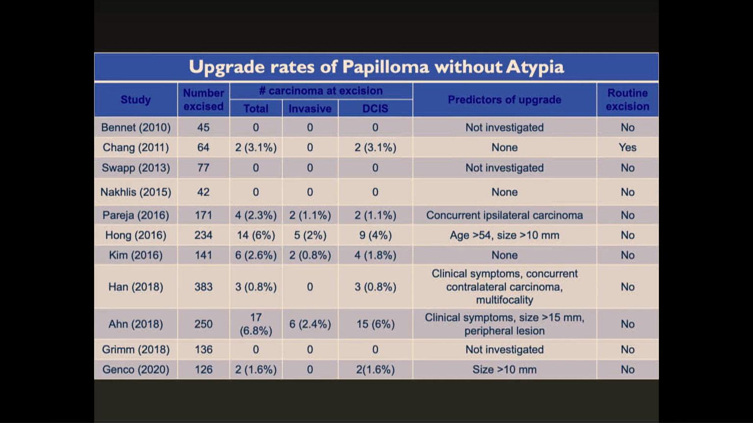This table summarizes the findings of various studies where they looked at benign papillomas found on core biopsies that were also rad path concordant. So these studies all have rad path concordance. Anything discordant was not included. And the upgrade rate ranged from about 0 to about 7%. Most of the upgrades were to DCIS, very few invasive cancers.